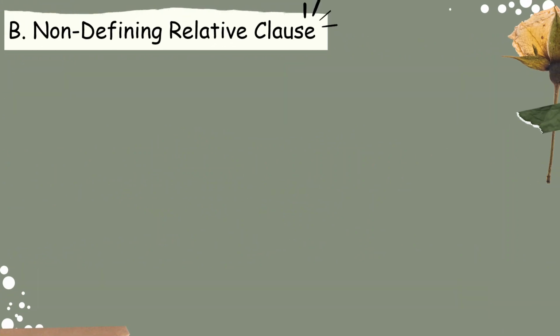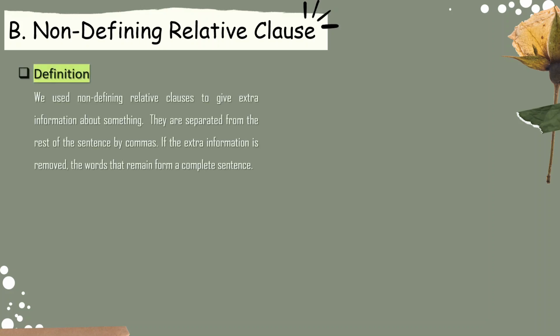Okay guys, now let's continue to the second subtopic, non-defining relative clause. Definition. We use non-defining relative clauses to give extra information about something. They are separated from the rest of the sentence by commas. If the extra information is removed, the words that remain form a complete sentence.